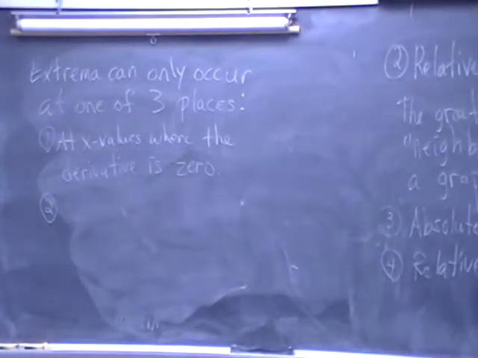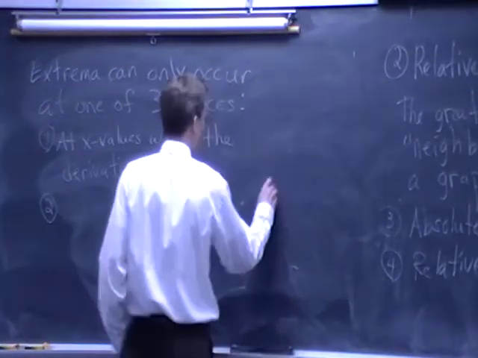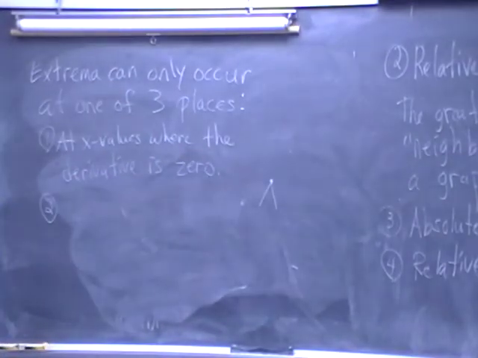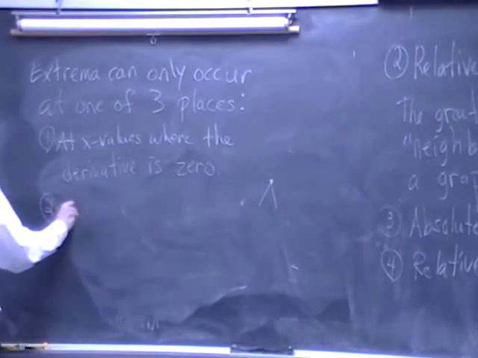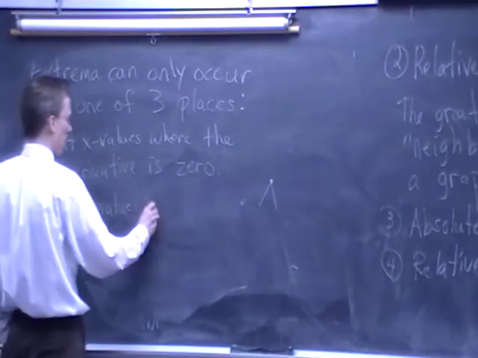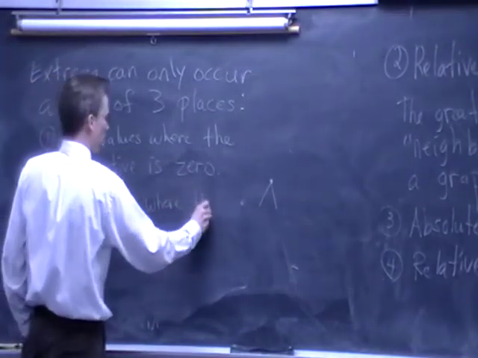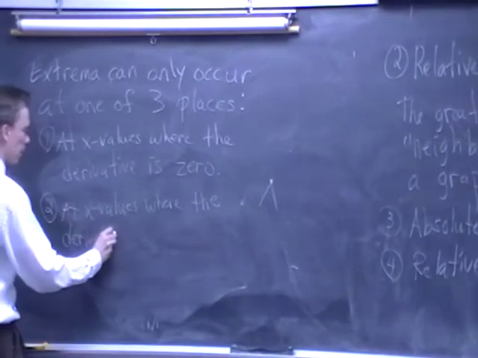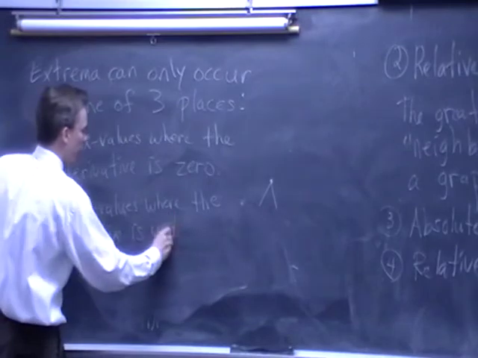What if instead of being a nice, smooth, rounded off curve, we had a max at the top of a sharp turn? Okay, so the derivative would be undefined. So potentially, you'd want to check x values where the derivative is undefined.